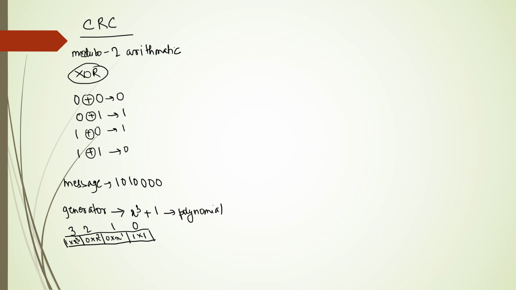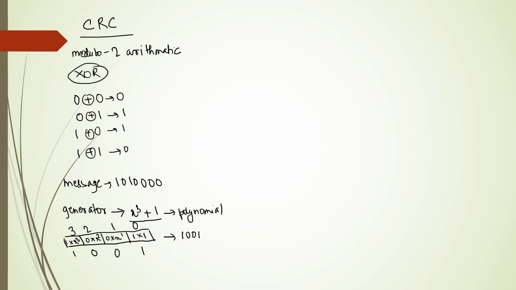Yes, sir. Okay. So if the value in 3 is set, we will say that this is a 1. If the value in 2 is not set, we can say this is a 0. If the value in 1 is not set, we can say this is a 0. And if the value in 0 is set, we can say this is a 1. So we can safely say that the generator, if it was in this form, is actually equivalent to what? 1001. Am I clear? Yes, sir.